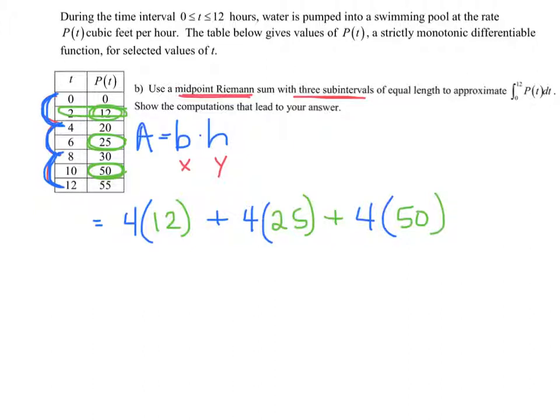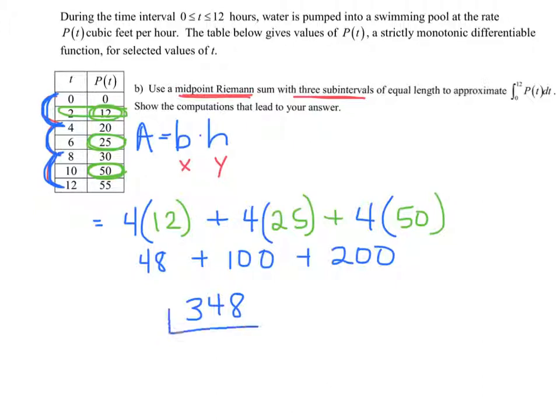So you can only do a midpoint Riemann sum from a table if they count evenly and if you have the exact middle between each of your left and right ends. In other words, my left end of this first rectangle would be 0, my right end would be 4, and the middle is exactly halfway between, and that's why I can use the midpoint Riemann sum. So if we compute this, we get 48 plus 100 plus 200, so that would be 348. It does not say that we need units of measure, and so 348 is our answer. We can leave it like that.